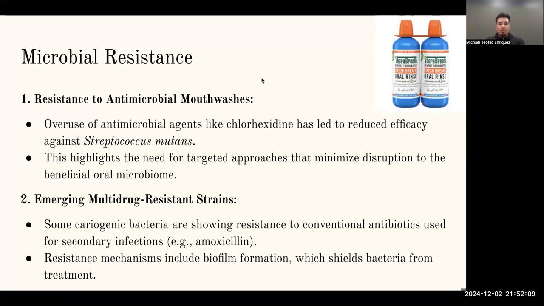Moving on to microbial resistance. Overuse of antimicrobial agents like chlorhexidine has led to reduced efficacy against Streptococcus mutans. This highlights the need for targeted approaches to minimize disruption of the beneficial oral microbiome. And some cariogenic bacteria are showing resistance to the conventional antibiotics used for secondary infections, like amoxicillin. Resistance mechanisms include biofilm formation, which shields bacteria from treatment.